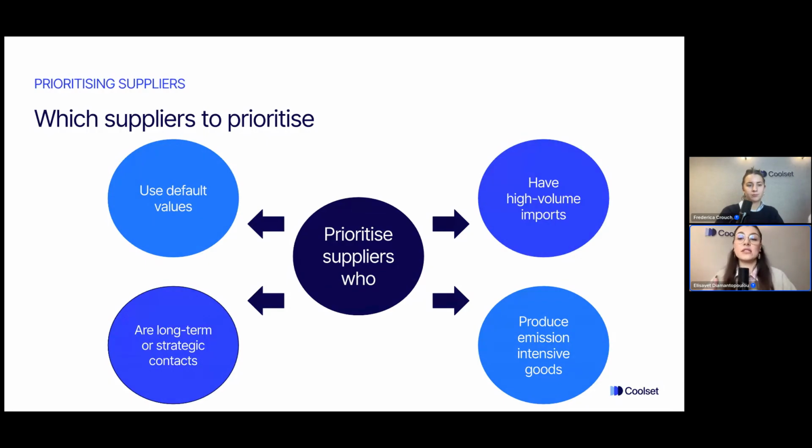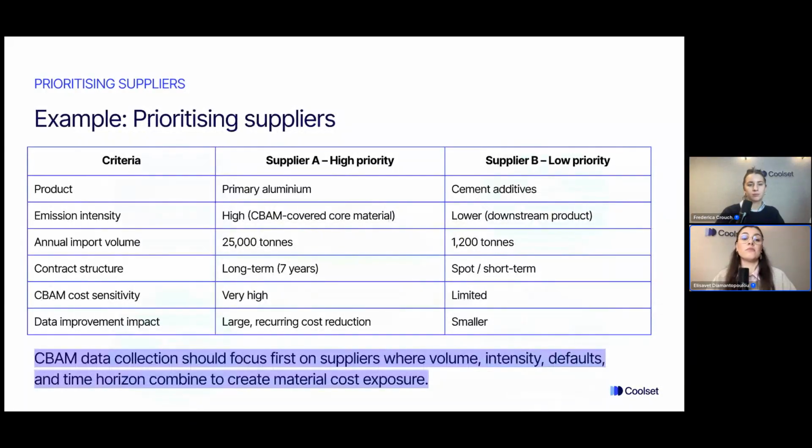We have an example here just to show you very quickly how in practice two suppliers could be prioritized differently. If you see, supplier A delivers a more core CBAM material with higher emission intensity in large volumes, there are long-term contracts with it, and essentially focusing on supplier A will probably lead to more recurring impact over multiple years. At the same time, supplier B has already lower emissions, it's a downstream product, it's not a widely used supplier, so maybe it does not make sense that you start by focusing on supplier B.